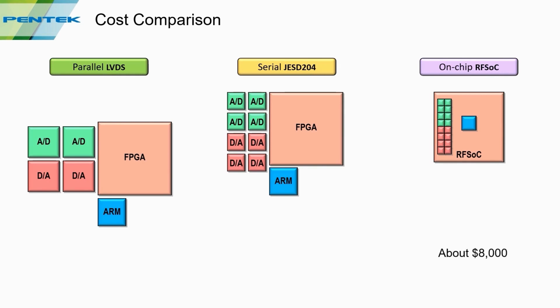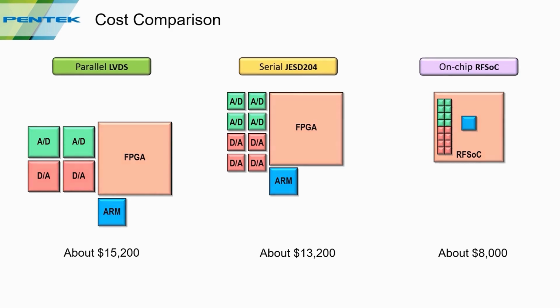For the JESD solution, the total cost of the components is about $13,200, and for the parallel solution, the total cost of the components is about $15,200. And again, that's for half the amount of channels. So in general, the parallel interface converters are more expensive than their JESD equivalents.